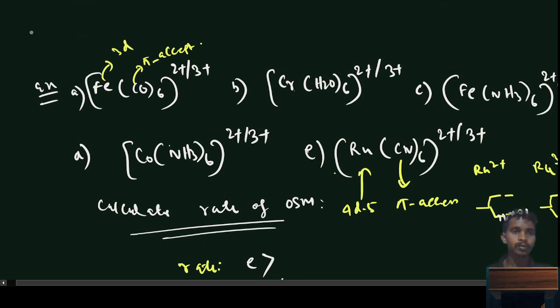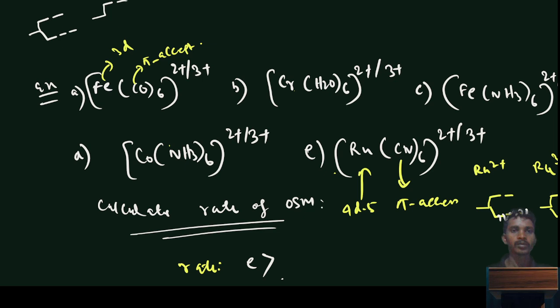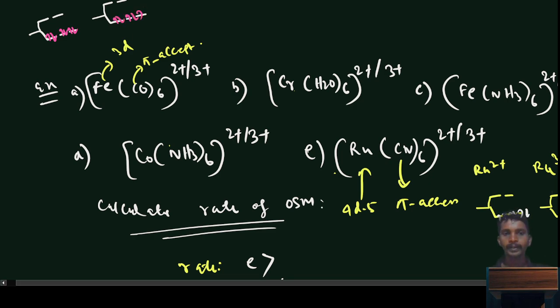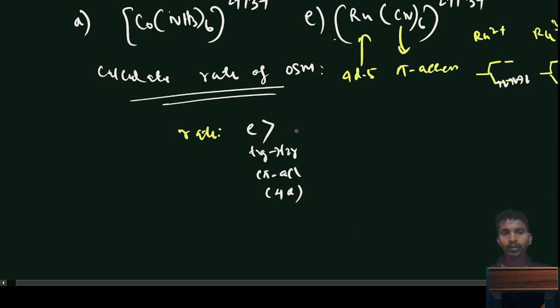This A case, how will it look? So this is 3D, then 6. This is also strong field ligands, so 1 2 3 4 5 6, and this is also 5. So the same thing will happen. So T2G to T2G, so that will be A.